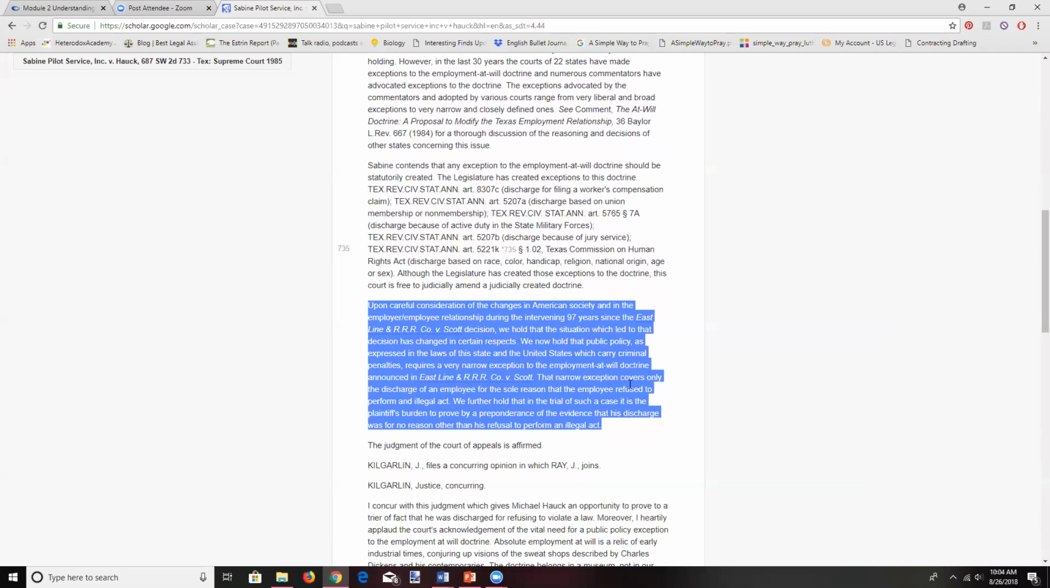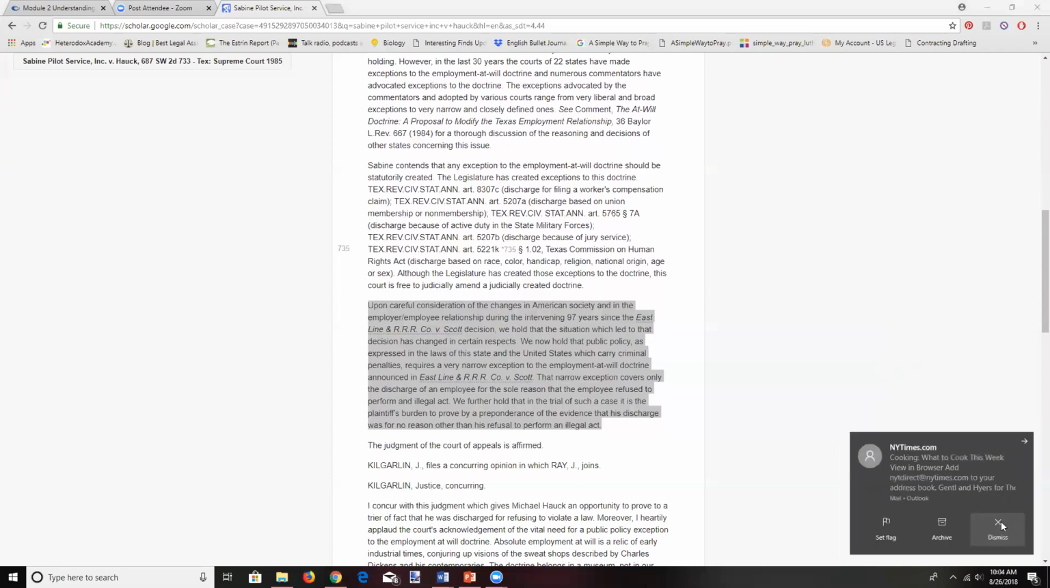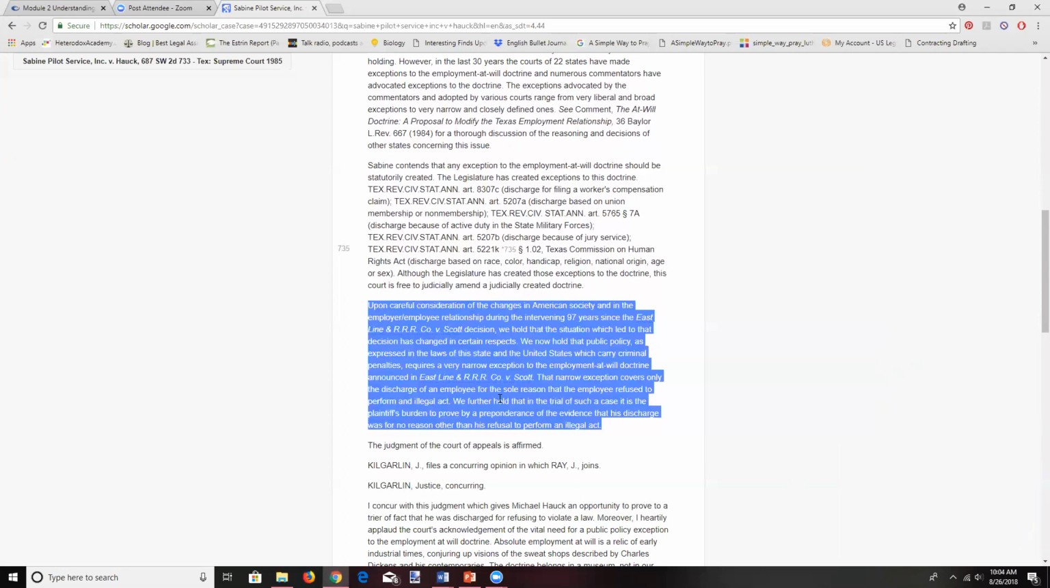That narrow exception covers only the discharge of an employee for the sole reason that the employee refused to perform an illegal act. So it wouldn't apply if the employee were simply demoted or denied a promotion. It wouldn't apply if there was more than one reason the employee was being terminated. And it wouldn't apply if the employee was simply going to report an illegal action, but only if he refused to perform the illegal action.